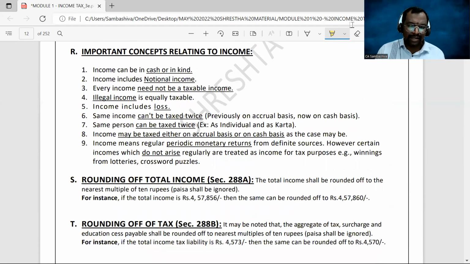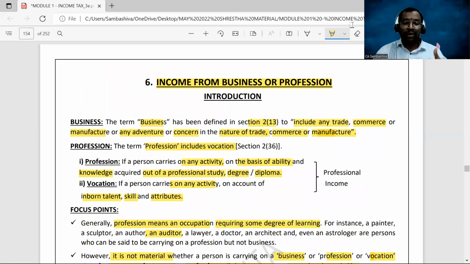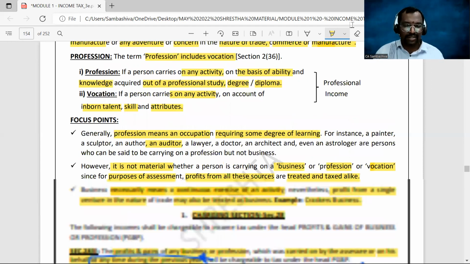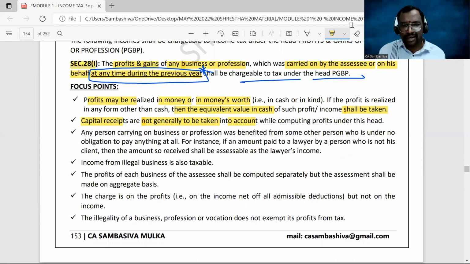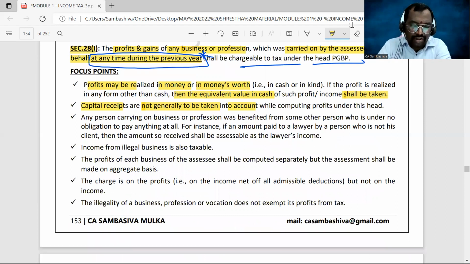Capital receipts are always exempted unless otherwise taxable. Revenue receipts are always taxable unless otherwise exempted. Next, what are the circumstances where the capital receipts are taxable? That we have already learned in the capital gains, and in this chapter also we are going to be learning in some places. Okay, now look at here. Capital receipts are not generally to be taken into account while computing profits.